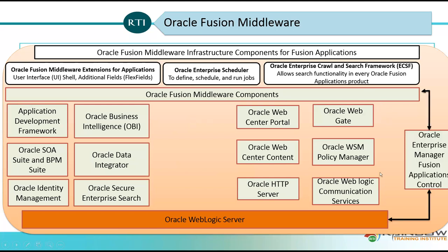And as I said, Enterprise Manager is another functionality which will make sure the health status is good between all the systems and that all the systems are properly communicating together. So Oracle Enterprise Manager Fusion Applications Control will make sure that Fusion middleware components are talking together. It also makes sure Fusion middleware and the Fusion middleware infrastructure components for Fusion applications are talking together. It will make sure everything is in the right place.